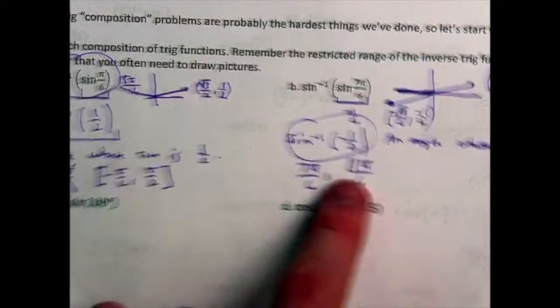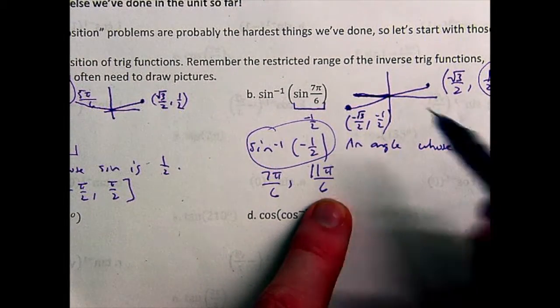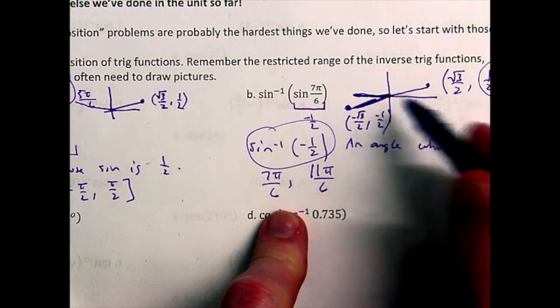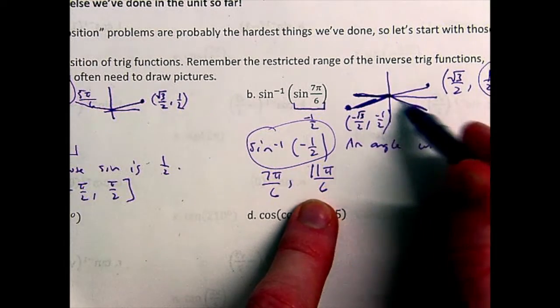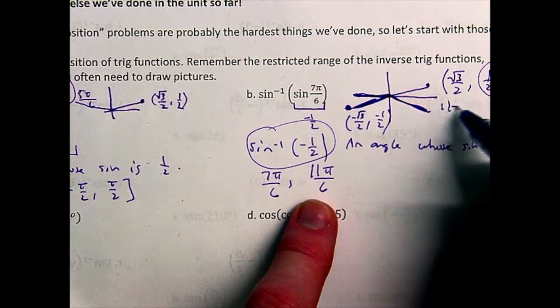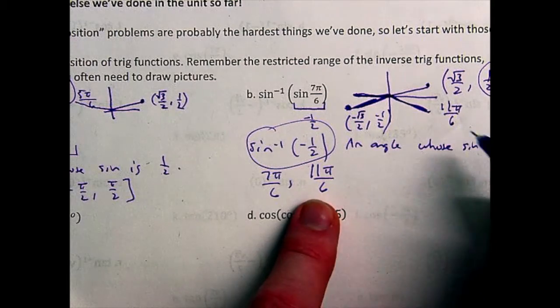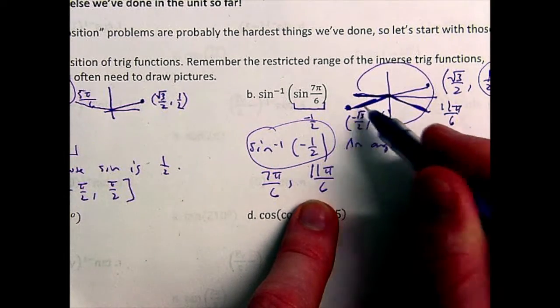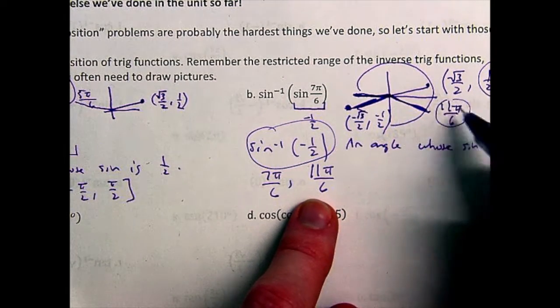If you look at where these angles sit on the unit circle, 7 pi over 6, we just said, sits right here. 11 pi over 6 sits over here. This angle here, 11 pi over 6, is sort of in the right location on the unit circle, right? Like it's on the right side of the unit circle, but it's the wrong representation of this angle.